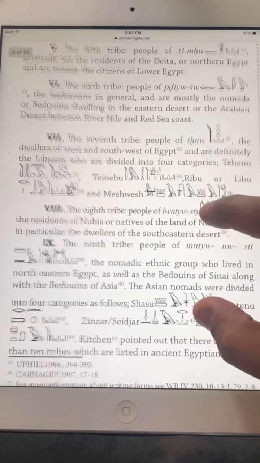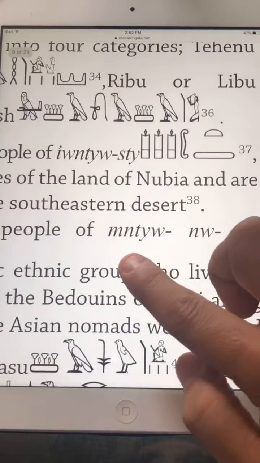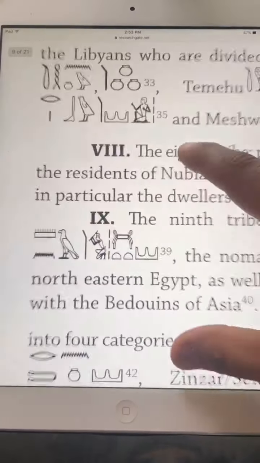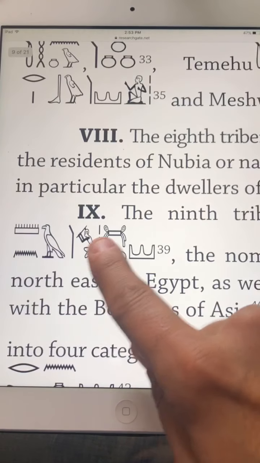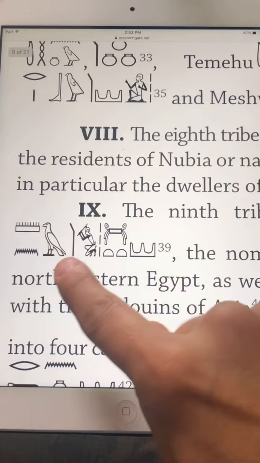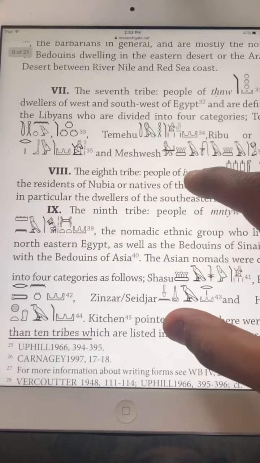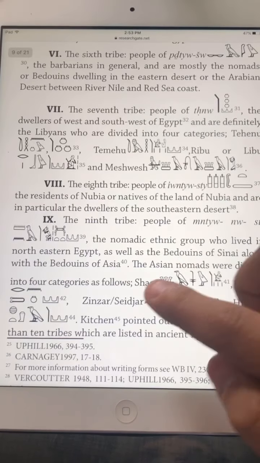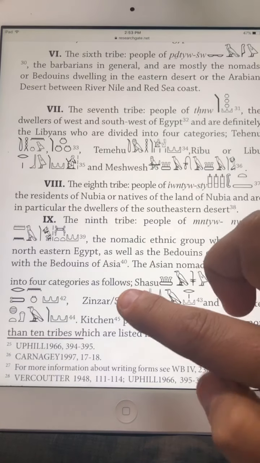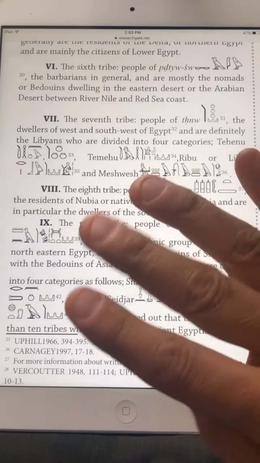Finally, the 9th people, or the traditional enemies of Egypt, were known as the Mentiu Nu Setet. The Mentiu Nu Setet, and here they are. The Mentiu Setet, right? Setet, the Mentiu, this is all together. Mentiu, and then Setet. They are the nomadic ethnic group who lived in the northern eastern Egypt, as well as the Bedouins of Sinai, along with the Bedouins of Asia. The Asian nomads were divided also into 4 categories.